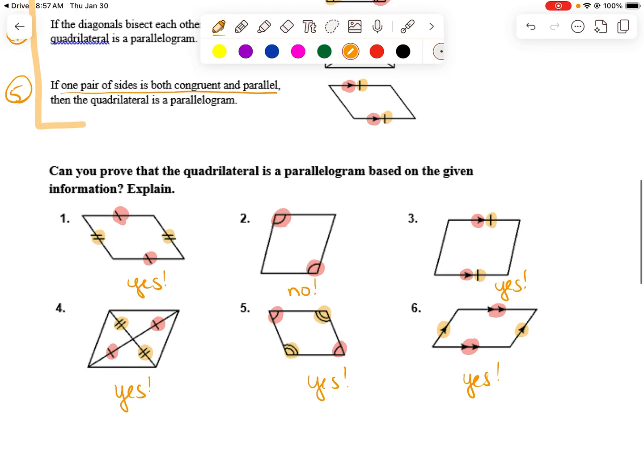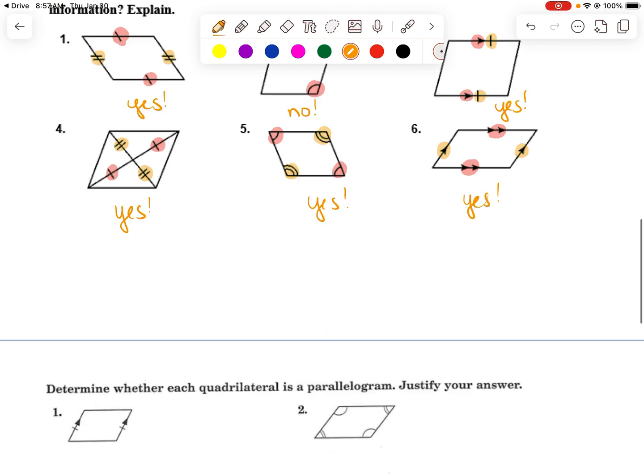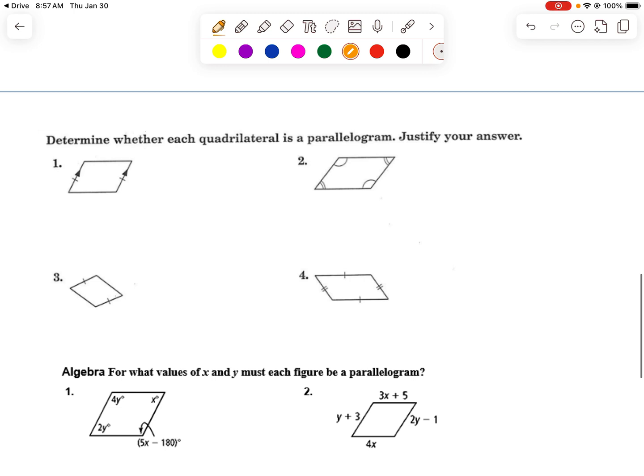And we look at the pictures and we determine, can this be a parallelogram? Okay, so let's look here. Determine whether each quadrilateral is a parallelogram. So we've got the same side congruent and parallel. Yes, this is a parallelogram. For number 2, we've got congruent angles, another set of congruent angles, they're opposite. Yes, this is a parallelogram.